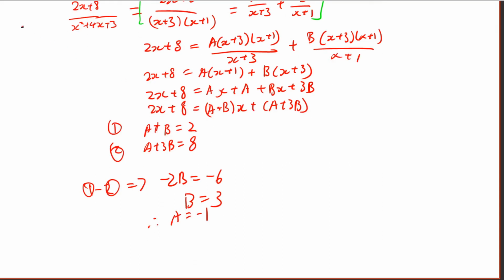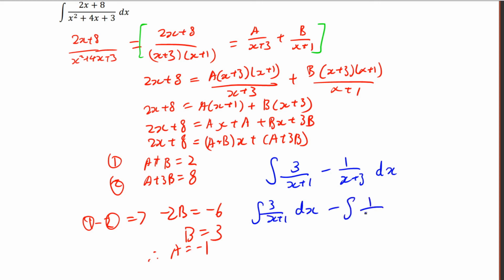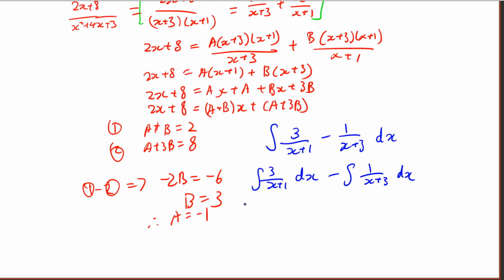So now my whole integral, instead of (2x + 8) on (x² + 4x + 3), I can write it as 3 on (x + 1) minus 1 on (x + 3). And I can split it up into the integral of 3 on (x + 1) and the integral of 1 on (x + 3) dx. Again, it's a log. This will become 3 log_e |x + 1|, and then I'm subtracting log_e |x + 3|, plus C.